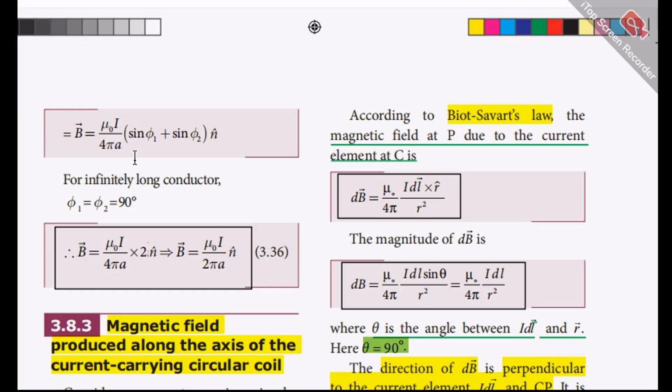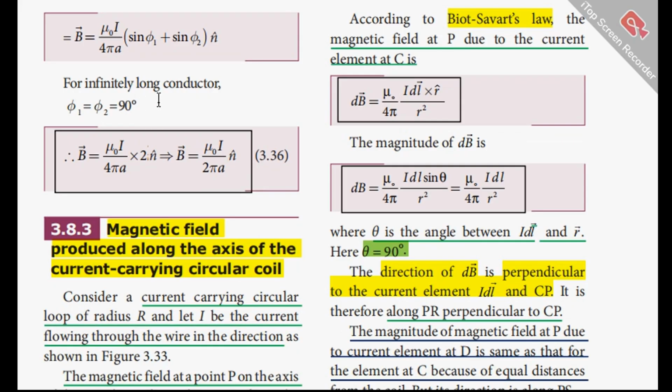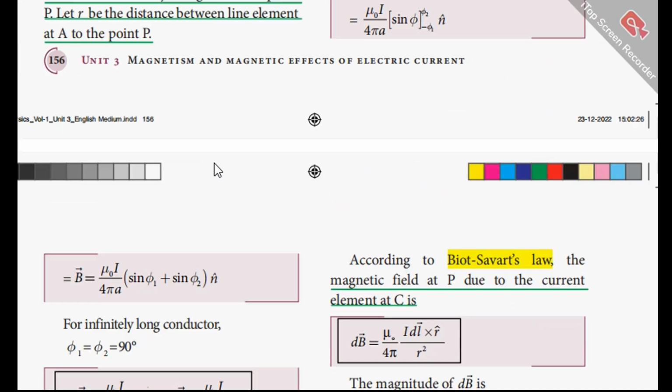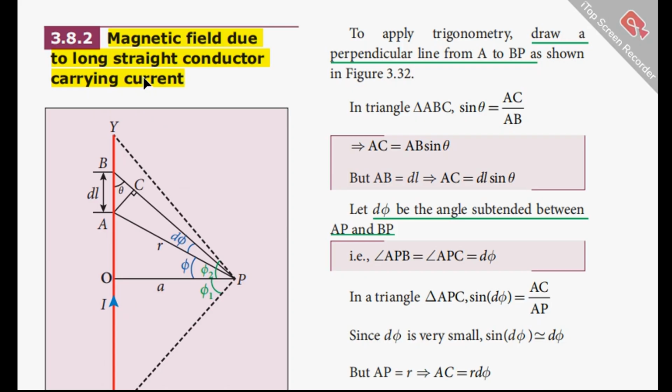So the above equation can be written as B equal to mu naught I by 4 pi A into sin phi 1 plus sin phi 2 n cap, and for an infinitely long conductor, phi 1 equal to phi 2 equal to 90 degrees. Therefore, the expression can be written as B equal to mu naught I by 4 pi A into 2 n cap, given by B equal to mu naught I n cap by 2 pi A. This is an important equation, and this will give you the magnetic field at a point due to a long straight conductor carrying current like this.